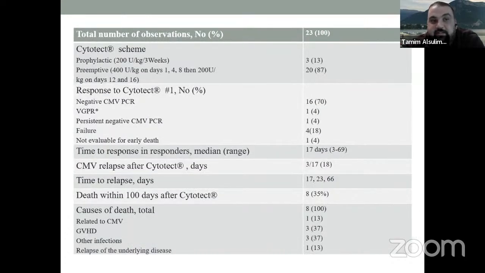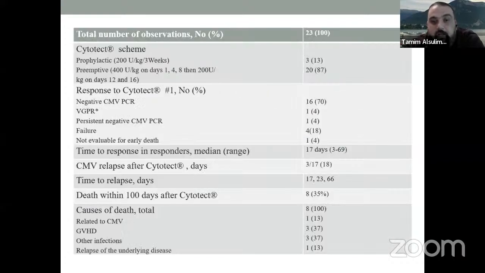We have used the prophylactic dose, as we call it in France, or scheme, of 200 units per kilogram every 3 weeks for 3 patients, and the preemptive scheme of 400 units per kilogram on days 1, 4, 8, then 200 units per kilogram on days 12 and 16 for 20 patients, for most of the patients.